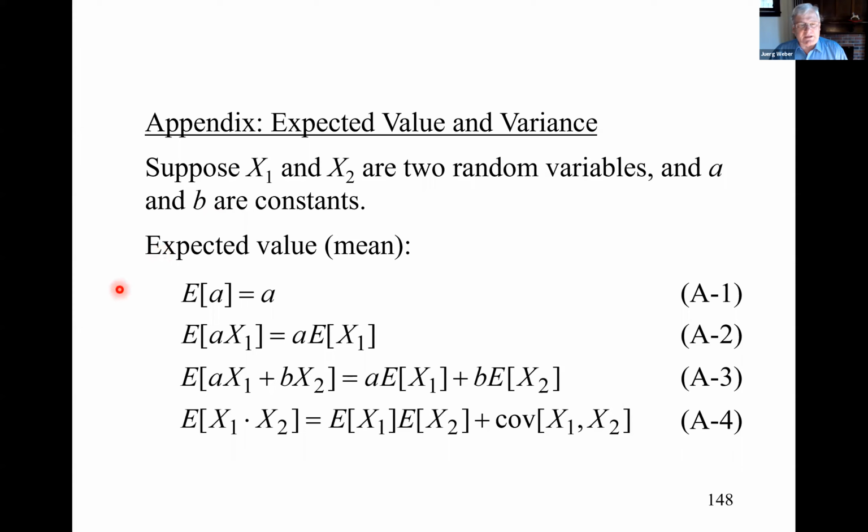So the expected value of the constant a is a itself. The expected value of a constant is the constant itself. Actually, I used this rule before. Now, the expected value of a random variable times a constant, you are allowed to factor out the constant. Okay, those are very well-known rules.